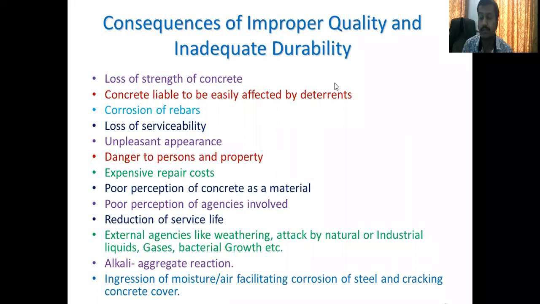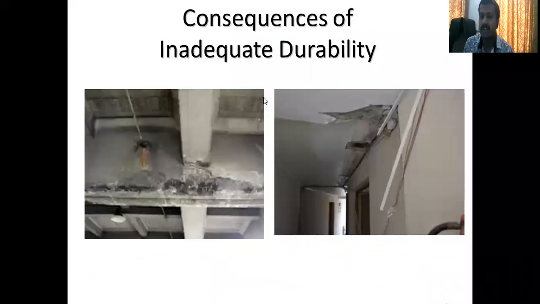So that you will come to know how the factors are going to affect if you have low durability. Okay, see consequences of inadequate durability.